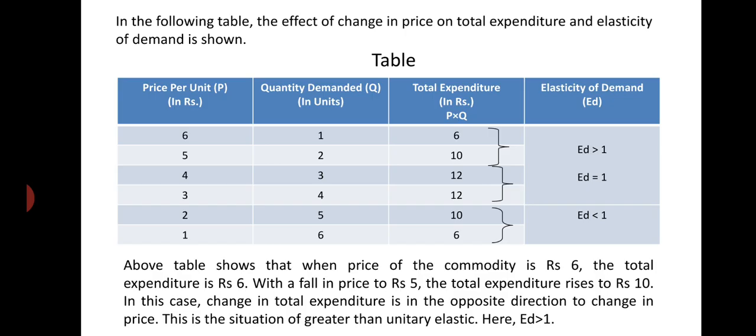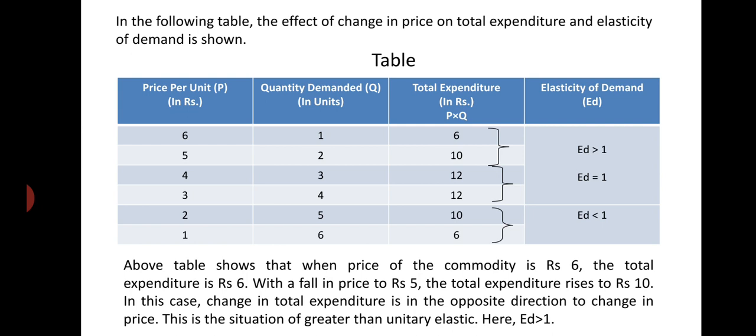You see, price of the commodity goes on falling from 6 rupees to 5 rupees to 4 rupees, 3 rupees, 2 rupees, and 1 rupee respectively. And with a fall in price from rupees 6 to rupees 1, quantity demanded increases from 1 unit to 2 units to 3 units, then 4 units, then 5 units, then 6 units. So with a fall in price, quantity demanded increases, no doubt. Then accordingly, the total expenditure is calculated by just multiplying P and Q.